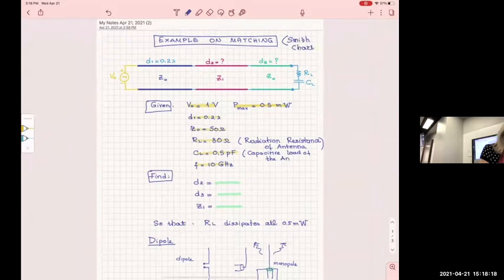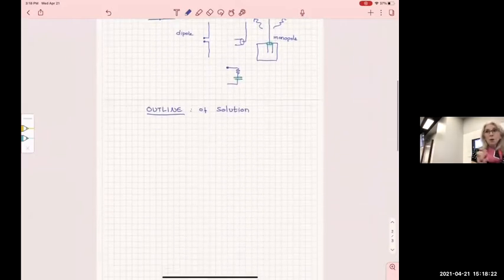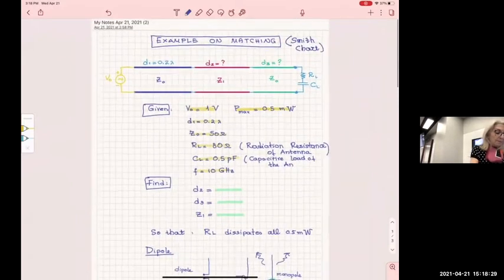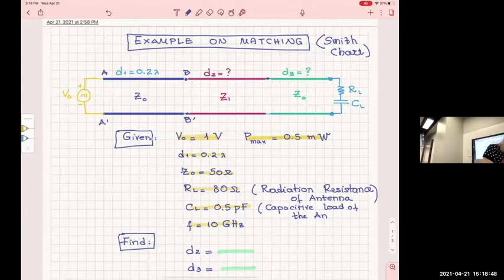I would not like you to write equations down. So now you know that you have to develop a Smith chart. Before that, let's try to think how you would solve the problem. Number one, what do you have? Let me put the letters here: A prime, B prime, C prime.